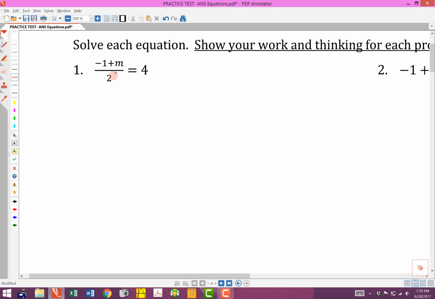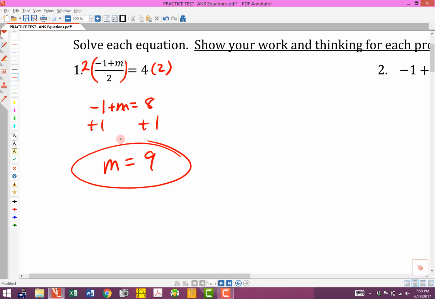So the first thing we need to do is get rid of that dividing by 2, so we're going to multiply both sides by 2. I'm going to use parentheses to show that implied multiplication around the second factor in each one. Those are going to cancel to be 1, so we end up with a negative 1 plus m on this side, and then we end up with 8 over here. All I need to do to get the variable by itself now is just add 1 to both sides. So we get m on this side and we get 9 on this side, and I circle that. I've shown my work and I'm all set to go.